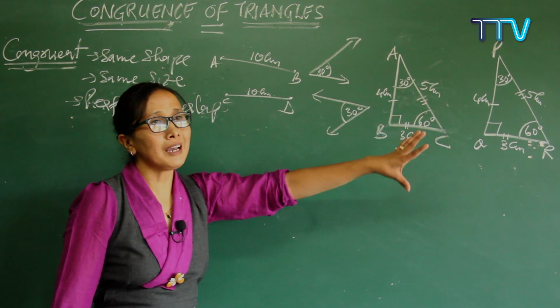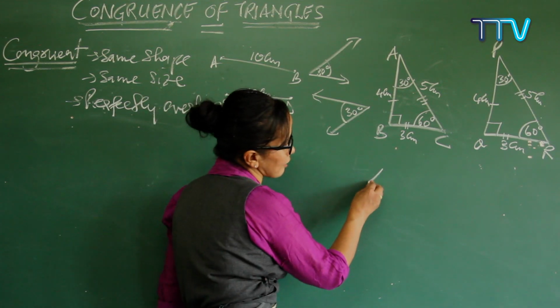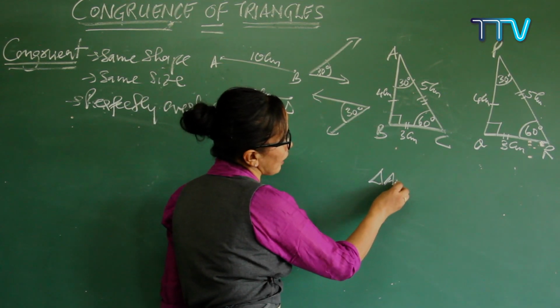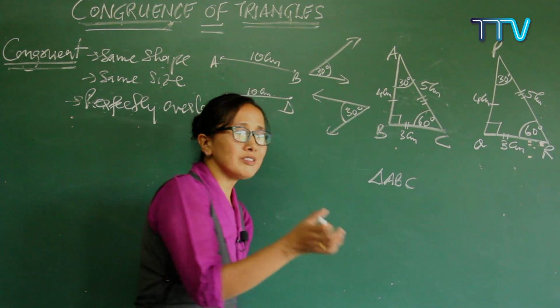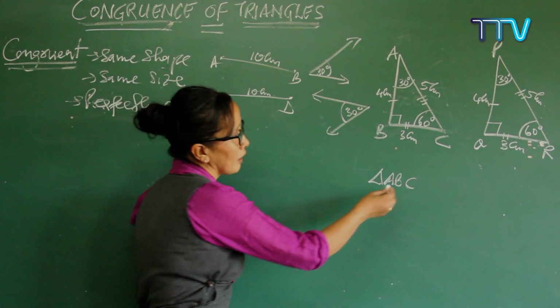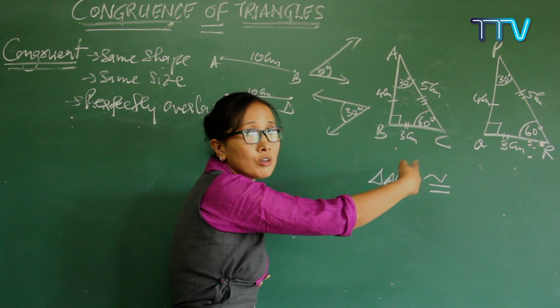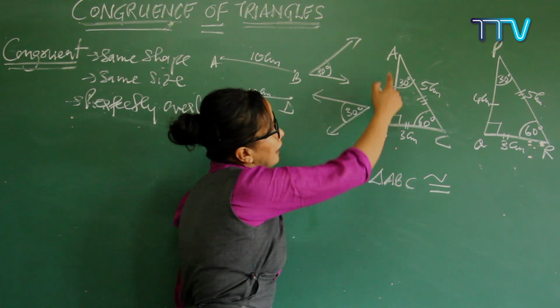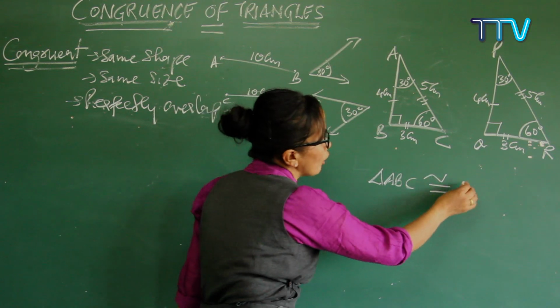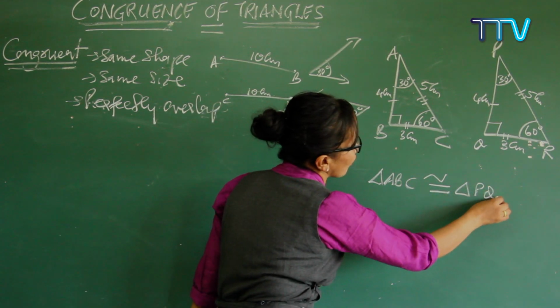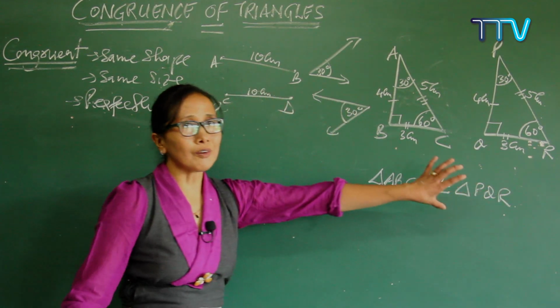Okay? How do we write it? When you write it, you can always write in this way. Triangle ABC. What is the symbol of congruence? You can write an equal to sign and put it like this. This is the symbol of congruence. So triangle ABC is congruent to triangle PQR. Understood? You can write in this way.